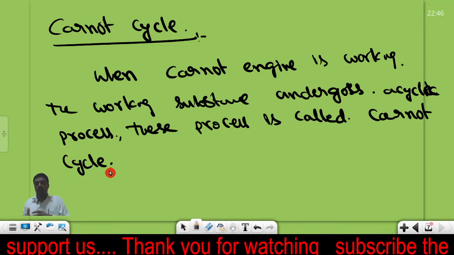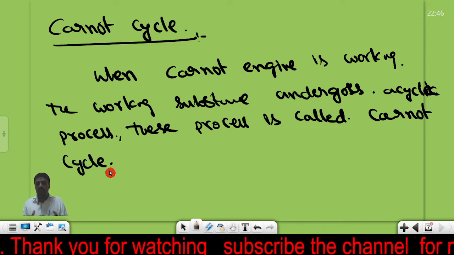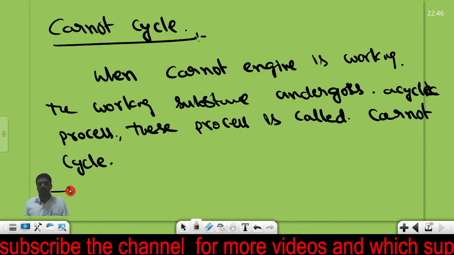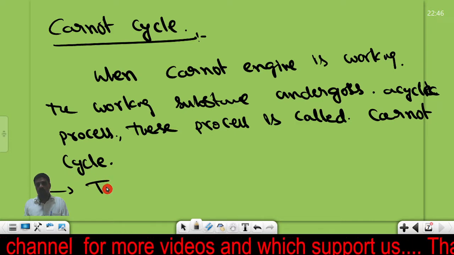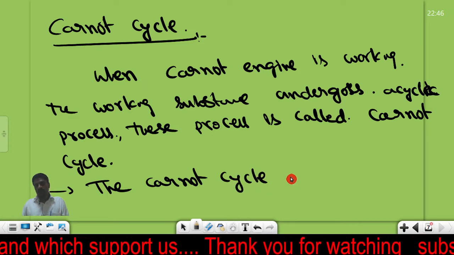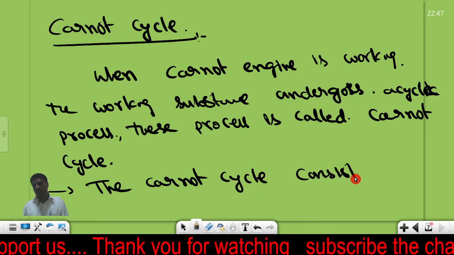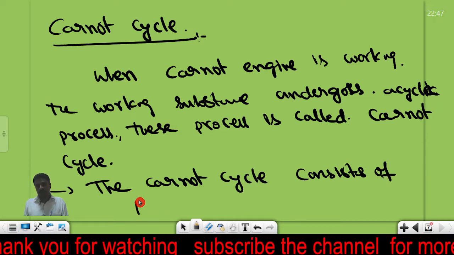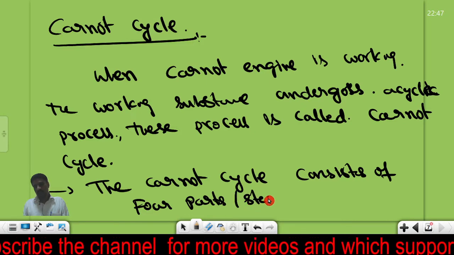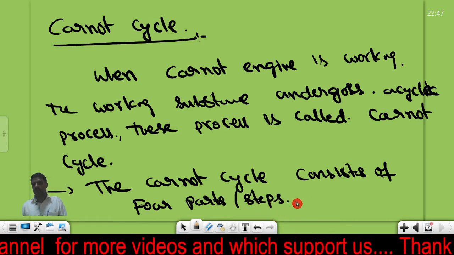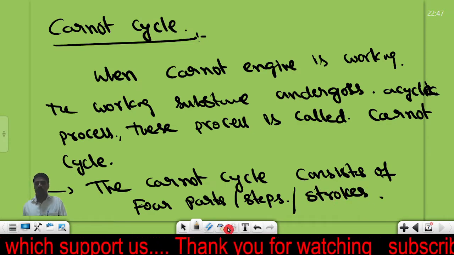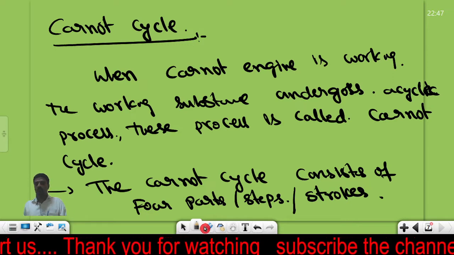The total Carnot cycle consists of four steps or four parts. Generally we call them strokes also. So it consists of 4 parts, or 4 steps, or 4 strokes.